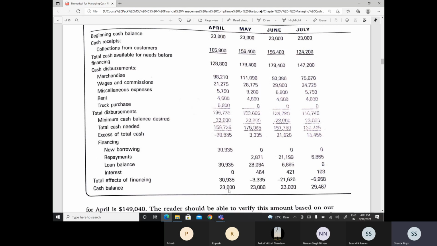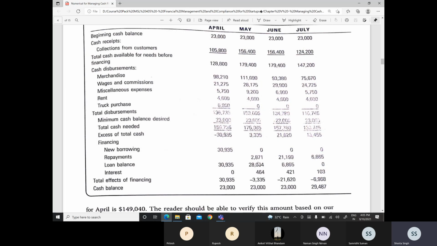and the cash balance with us remains 23,000. Okay. Similarly, for May, if you see, the total cash needed is 176,065 and the total cash that we have is 179,400. So we have a gain. We have a surplus here of 3,335. Now, out of this, we will pay 464 as interest and the remaining as the principal amount, the repayment.